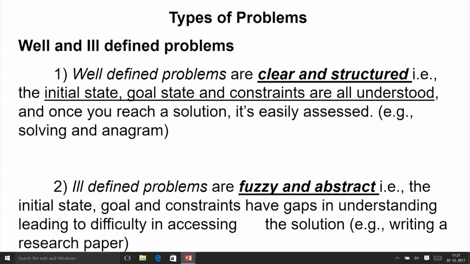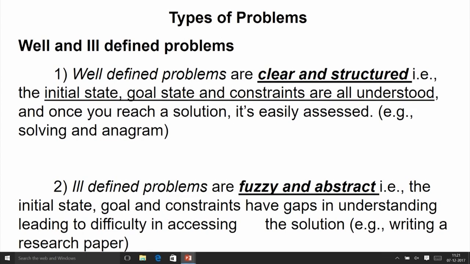Now, obviously, the question comes in: what are the types of problems, how many types of problems can exist? There are two basic categorizations which are out there. We will just look at these two basic categorizations. The first categorization is the difference between a well-defined and an ill-defined problem. Now, what is a well-defined problem?